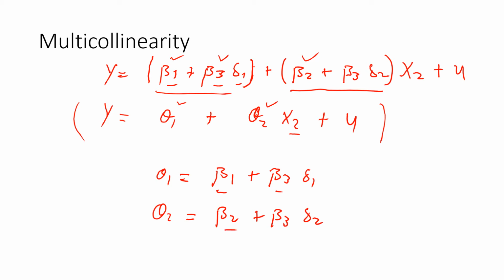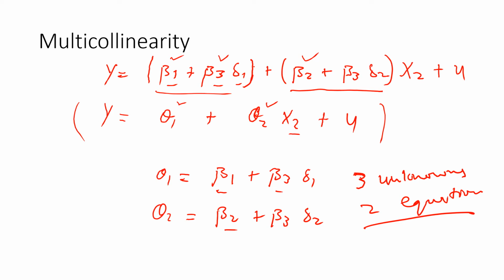So we have 3 unknowns and 2 equations. So it is not possible for us to determine the values of beta 1, beta 2 and beta 3, because we have more unknowns than the number of equations, and therefore the values of beta 1, beta 2 and beta 3 are undeterminable. We cannot determine these values.